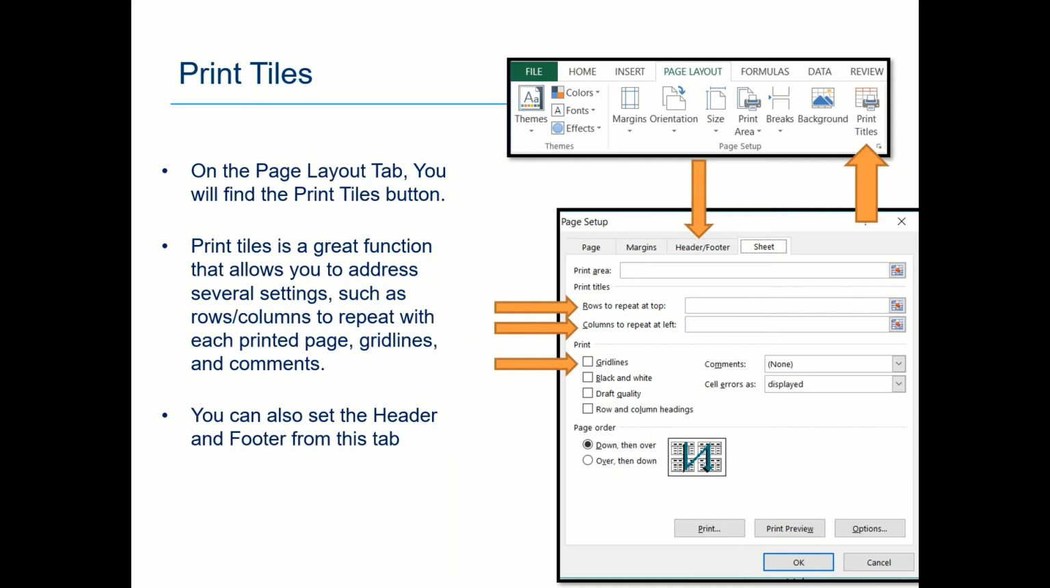And so you could see here in this example that the page order shows that it's going to go down and then over. If you have really big documents, sometimes you need to be able to do that. Or I'll show you how you could fit really large documents into one page.